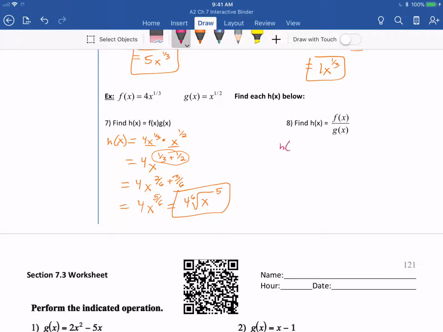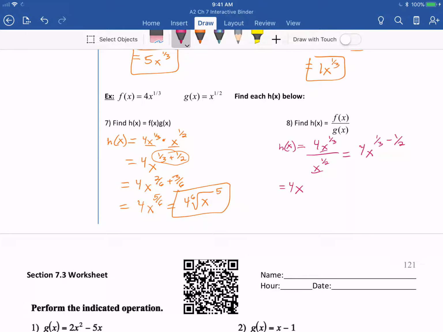All right, so for number 8, you have to divide these guys. So I have h of x is equal to 4x to the 1/3 divided by x to the 1/2. We talked about this in the last section, that if we divide these bases with different exponents, we can subtract the exponents. So I have 1/3 minus 1/2, and I've got to get a common denominator here.